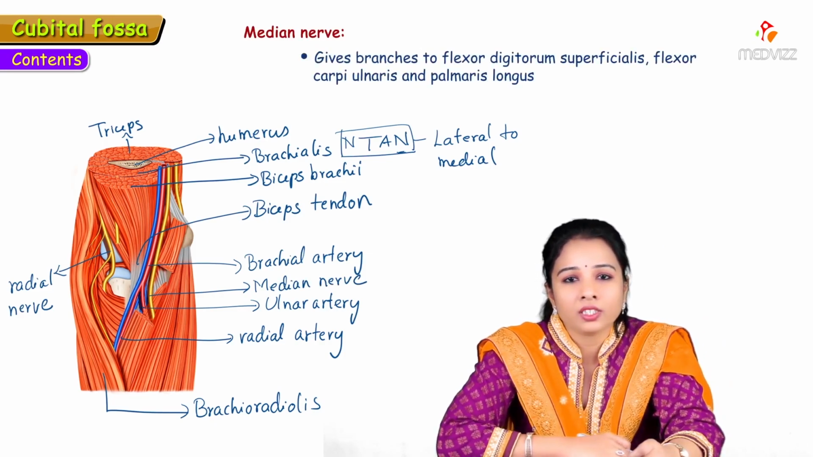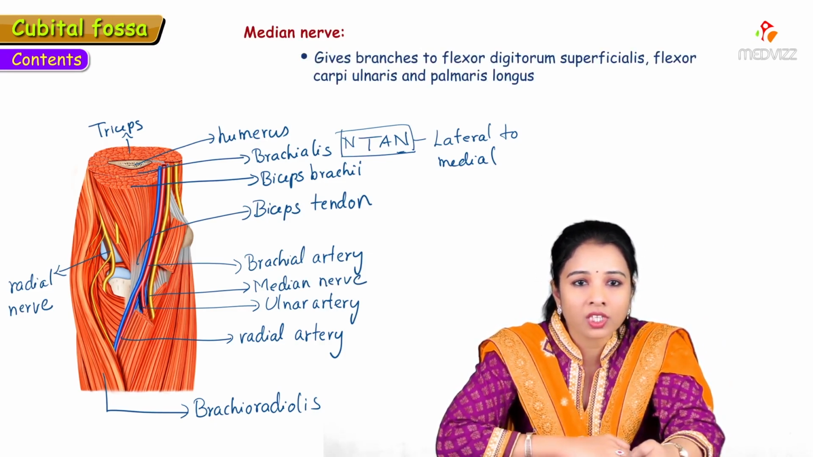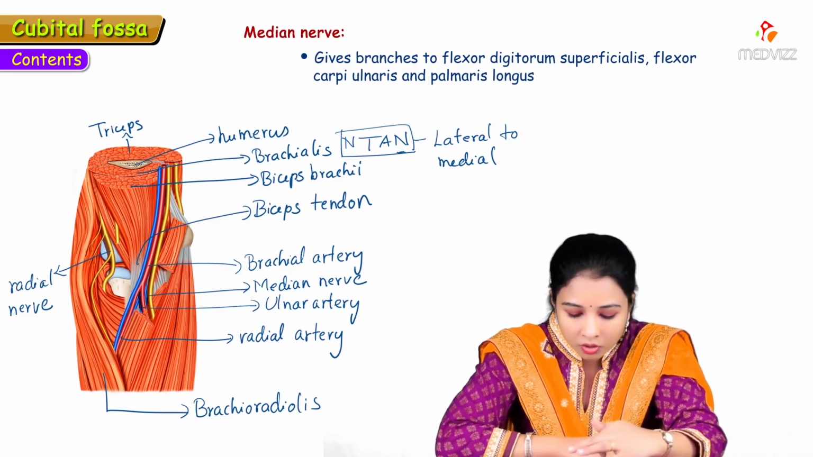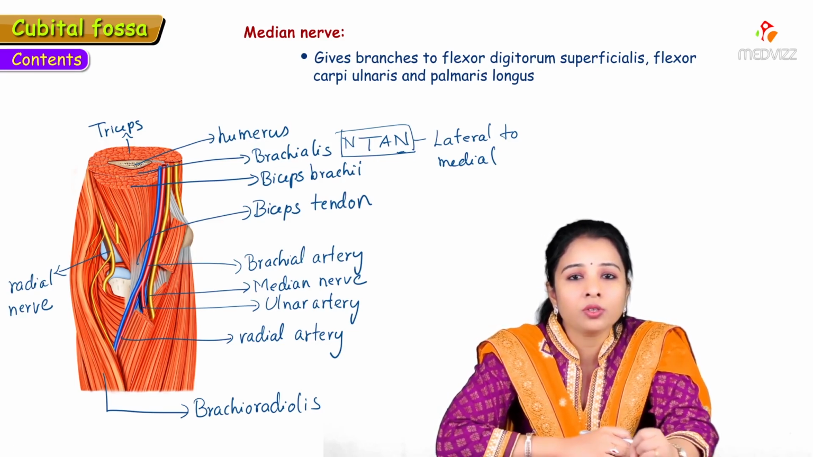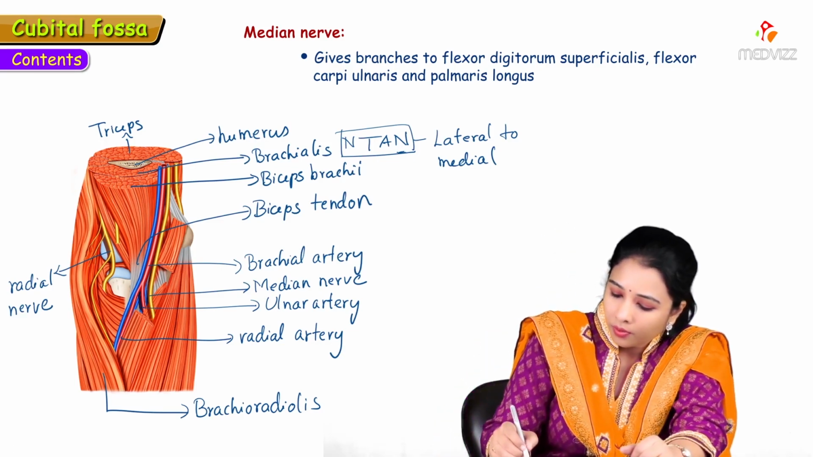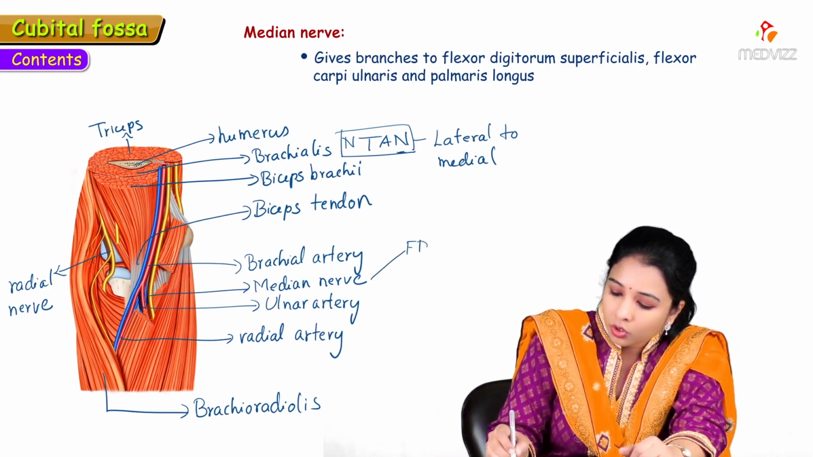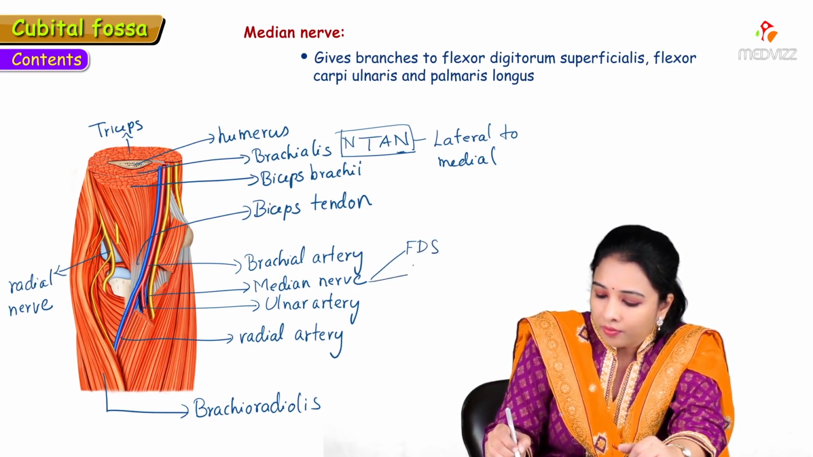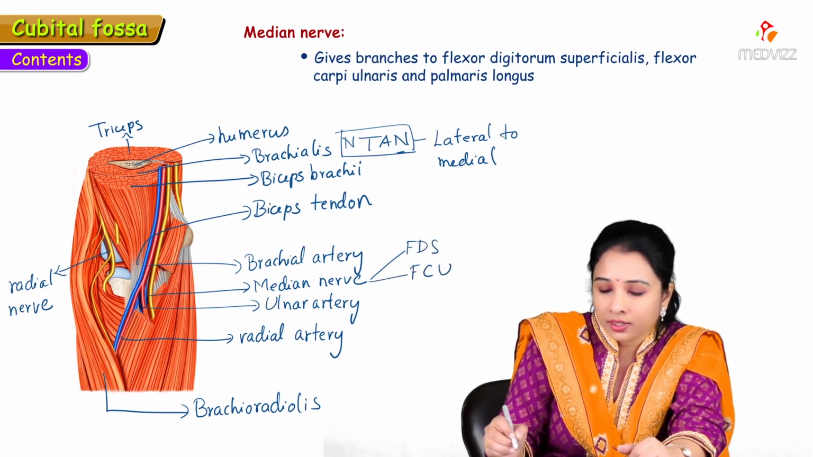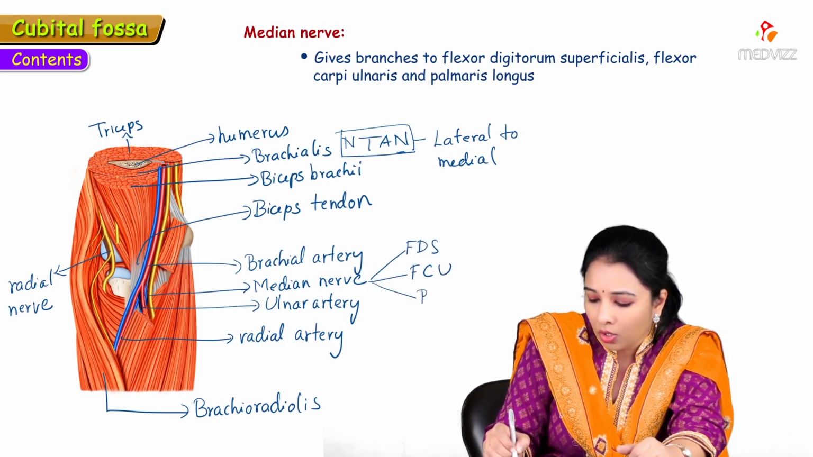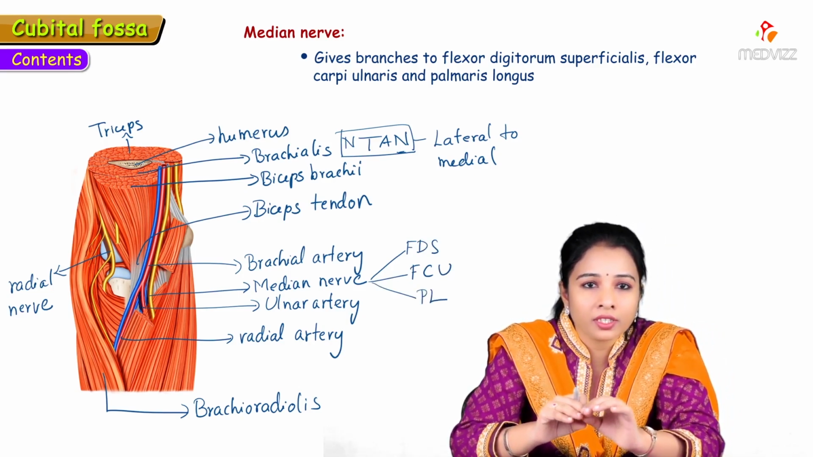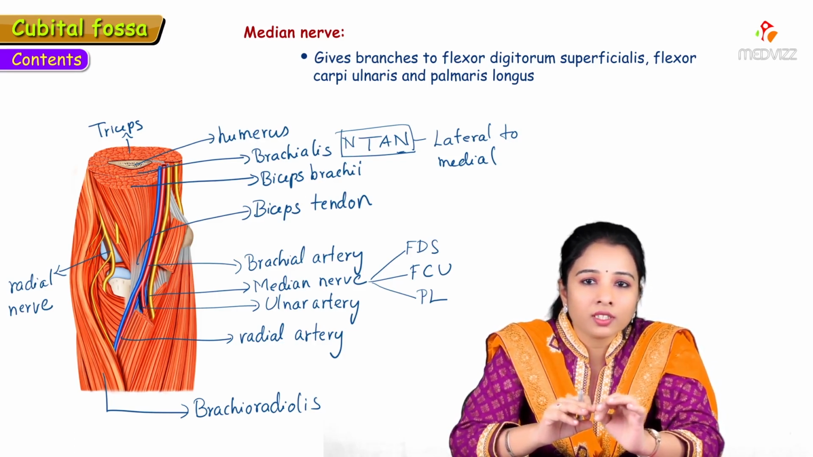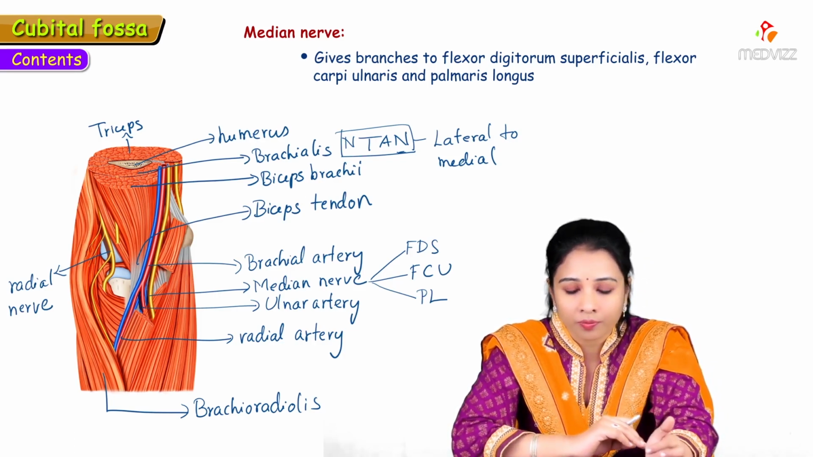Median nerve gives branches to flexor digitorum superficialis, flexor carpi ulnaris and palmaris longus. So within the cubital fossa, you can see it gives rise to muscular branches to flexor digitorum superficialis, flexor carpi ulnaris, then palmaris longus, and it passes between the two heads of pronator teres to enter into the forearm, where it supplies the pronator teres also.